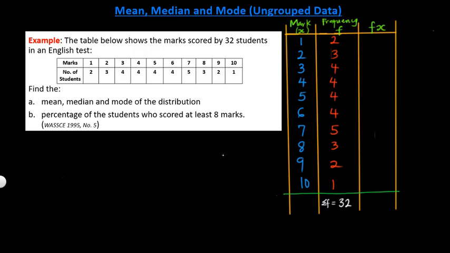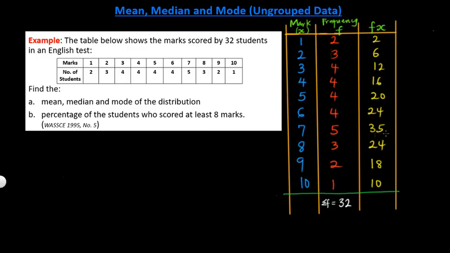Now the next thing for us is to get the product of this. We multiply the score with the frequency. That gives us 1 multiplied by 2, 2, 2 multiplied by 3, 6, 3 multiplied by 4, 12, here 16, 20, 24, 35, 24, 18, and 10.